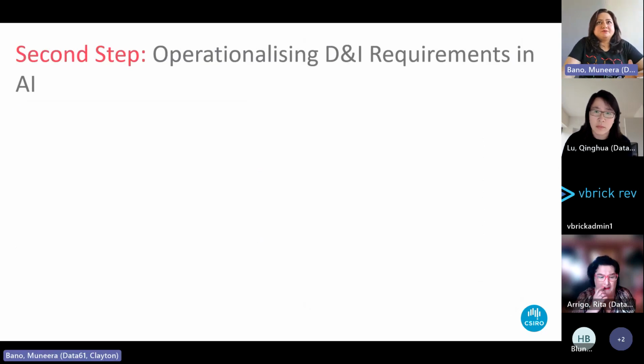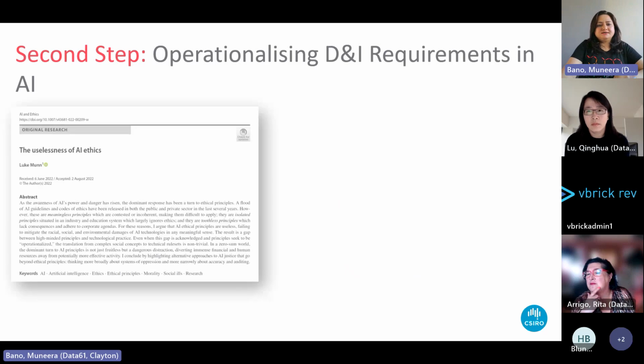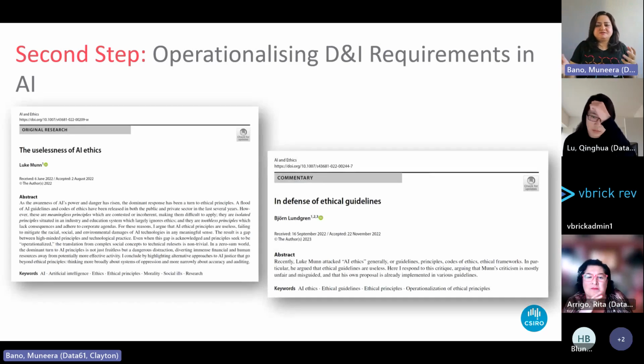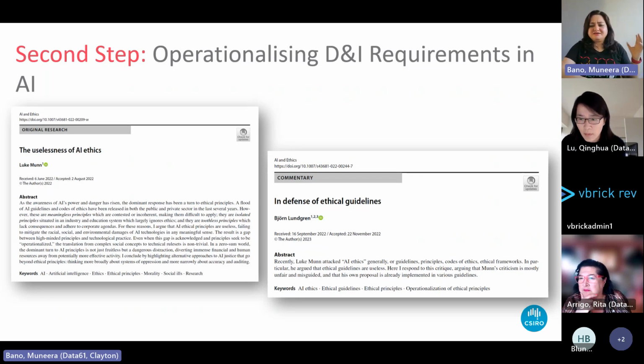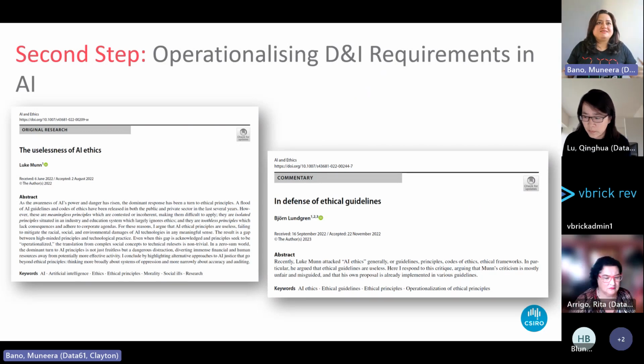So the second step is operationalizing the D&I requirements in AI. There is a lot of debate at the moment among researchers about whether the ethical principles presented by researchers, the government, and non-government organizations are useful. There are heaps of frameworks and ethical principles out there, but some researchers are saying that when it comes to actual AI design and development, they are pretty much useless. They don't go into the details of how to actually do it.